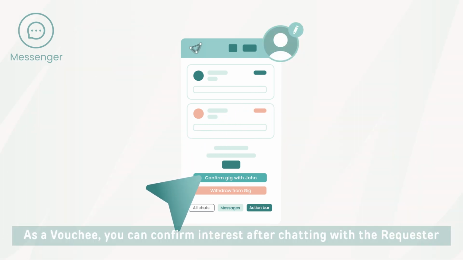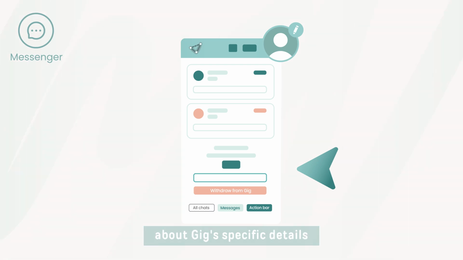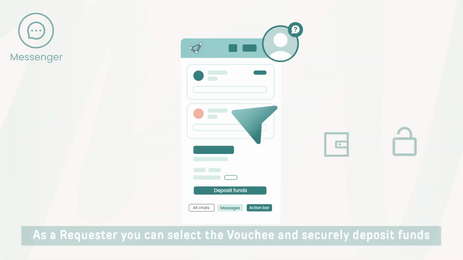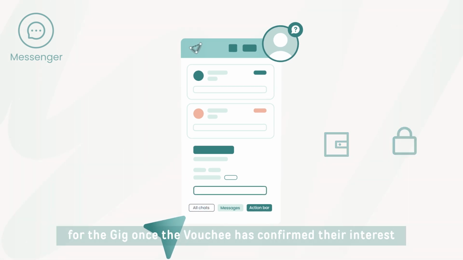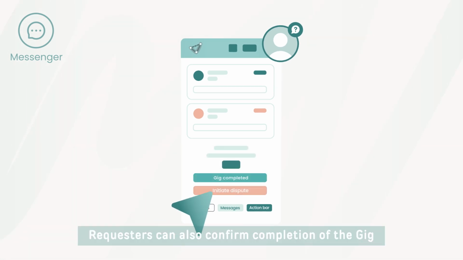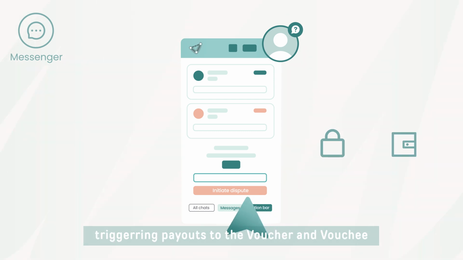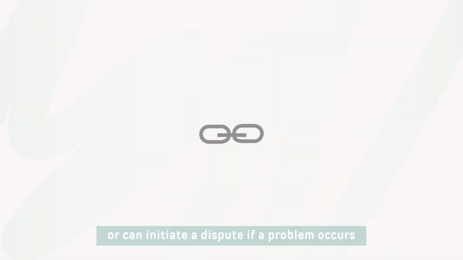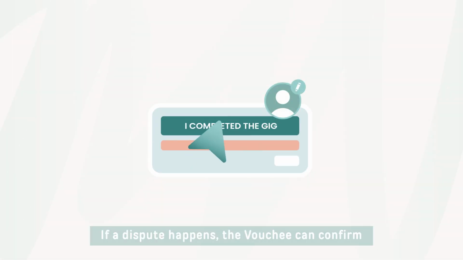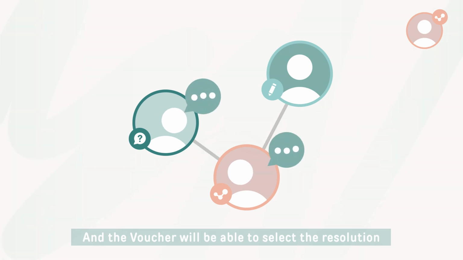As a vouchee, you can confirm interest after chatting with the requester about gig-specific details. As a requester, you can select the vouchee and securely deposit funds for the gig once the vouchee has confirmed their interest. Requesters can also confirm completion of the gig, triggering payouts to the voucher and vouchee, or can initiate a dispute if a problem occurs. If a dispute happens, the vouchee can confirm whether they did the work or not, and the voucher will be able to select the resolution after chatting with both parties separately.